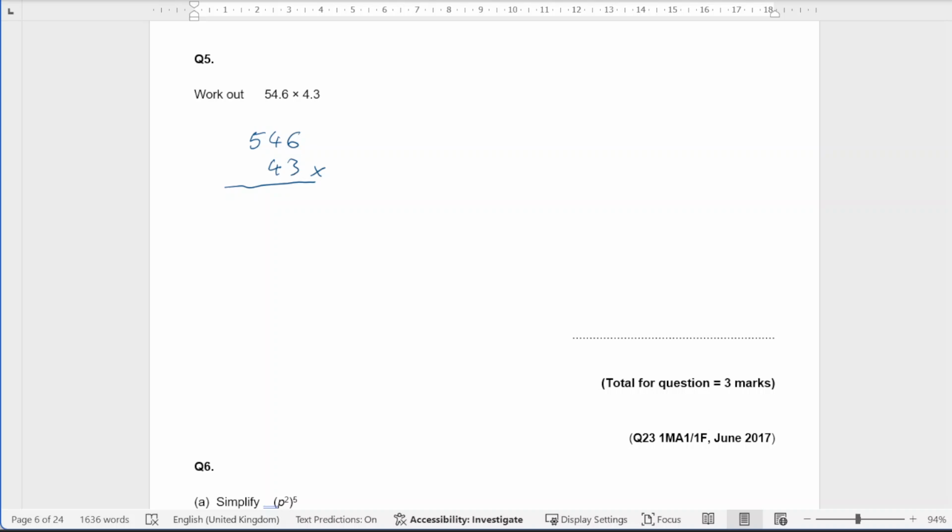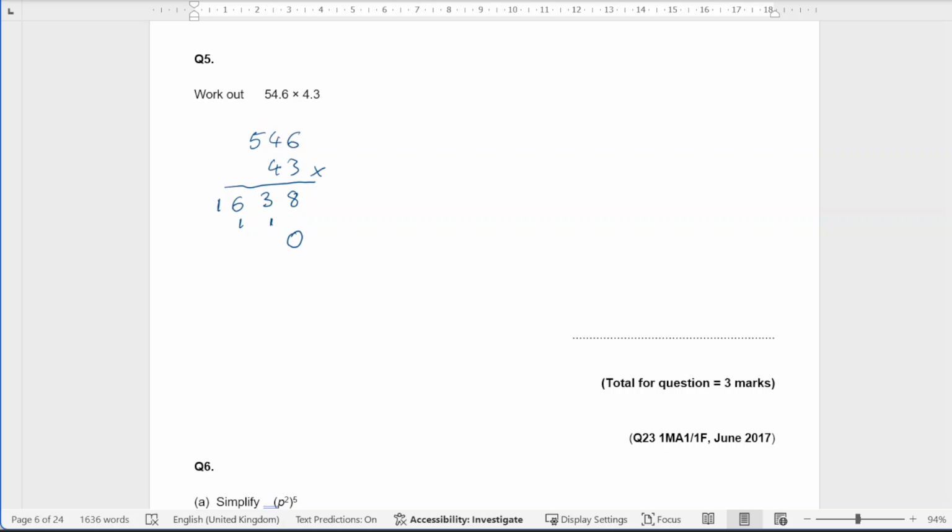3 times 6 would give me 18, so carry the 1. 3 times 4 would give me 12, plus the 1 would give me 13. 3 times 5 would give me 15, plus the 1 would give me 16. Then I'm multiplying by 40. To make that easier, I put a 0 in the units column, so I'm only multiplying by 4.